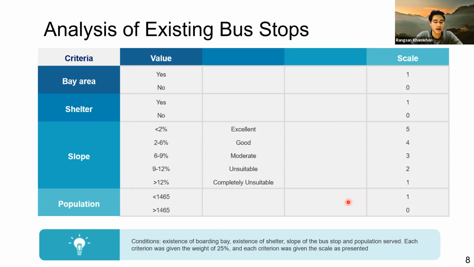And the last criterion is population. If the value is less than 1,465, the scale will be 1, and if more than that, the scale will be 0. The conditions are existence of boarding bay, existence of shelter, slope of the bus stop, and population service. Each criterion was given a weight of 25%, and each criterion was given the scale as presented. Next slide.